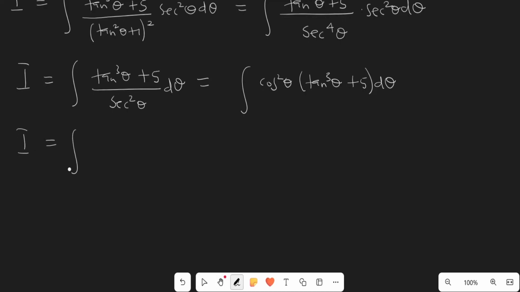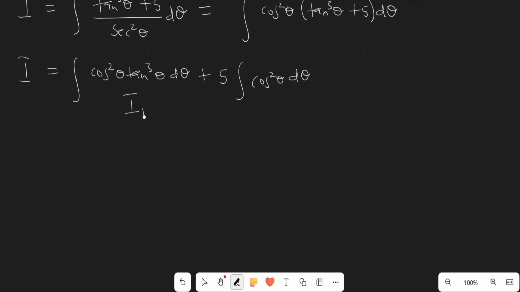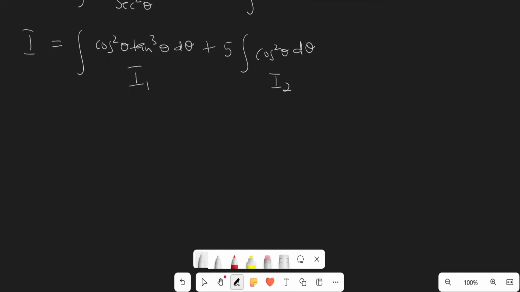So this is the integral. We can now multiply terms out. So that is going to be the cosine squared of theta times the tangent to the third power of theta d theta. This is one integral. Plus 5 is the constant, the integral of the cosine squared of theta d theta. So our integral has been split into two integrals. So let's call this one integral 1, this one integral 2, and tackle them one after the other.